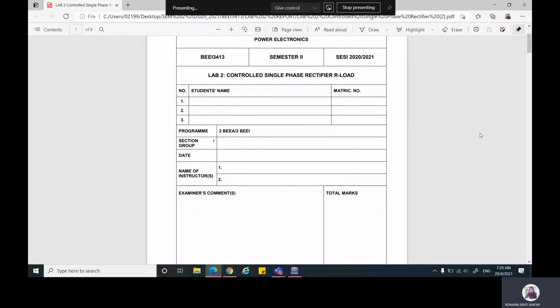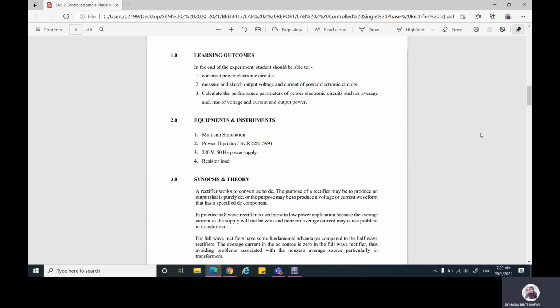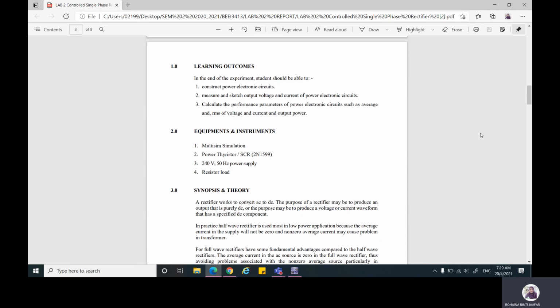So today I will brief you on lab 2, which is control single phase rectifier with R load. So this is your lab sheet. Okay, so for learning outcomes, at the end of the experiment, students should be able to construct power electronic circuit, measure and sketch output voltage and current, and then calculate the performance parameters of power electronic circuits such as average and RMS of voltage, current, and also output power.